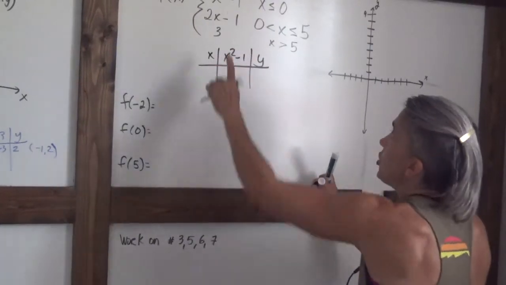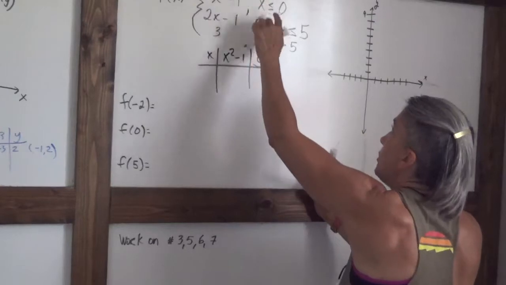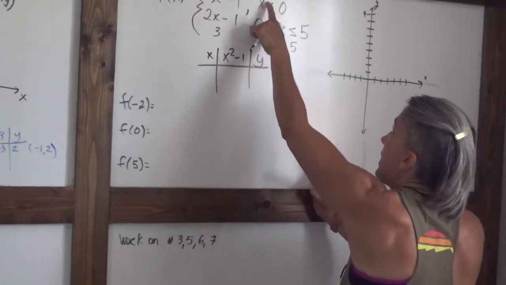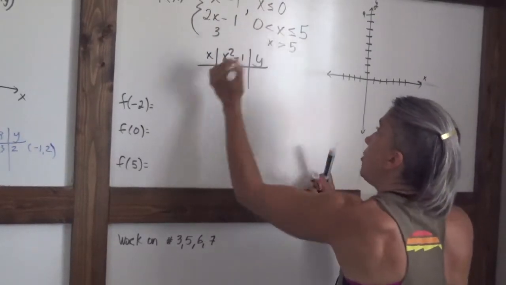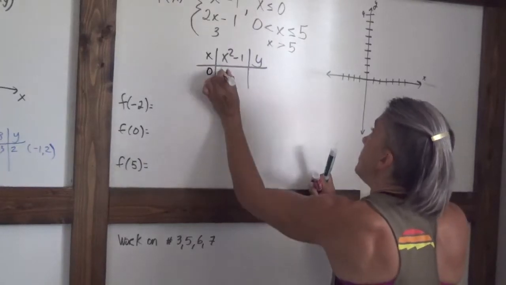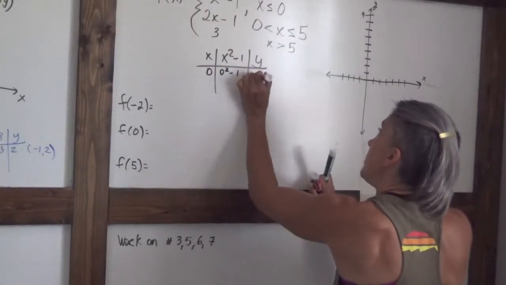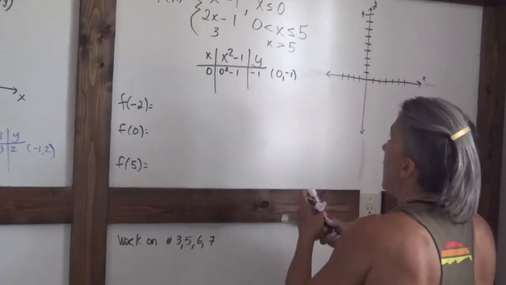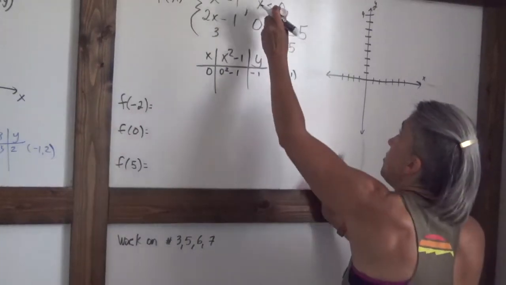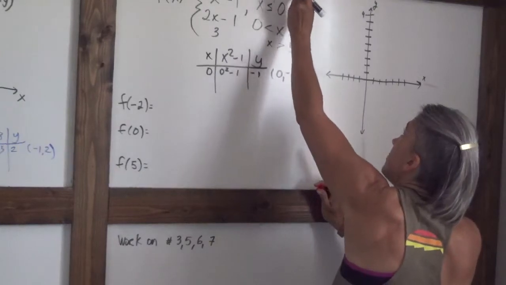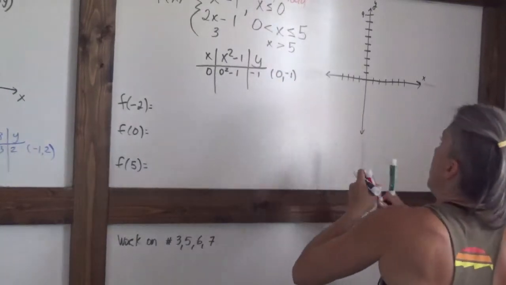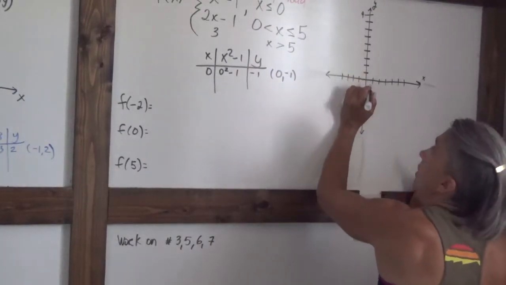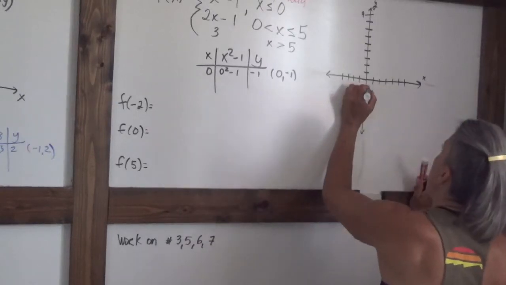Alright, what number should I plug in for x squared minus 1? Well, this restriction says all my x's are less than or equal to 0, so I'm going to start with 0. 0 squared minus 1 is negative 1. So I'm going to plot the point 0, negative 1. And what kind of dot is this going to be to start my graph? Solid, because it has an equal sign. So 0, negative 1, right here.